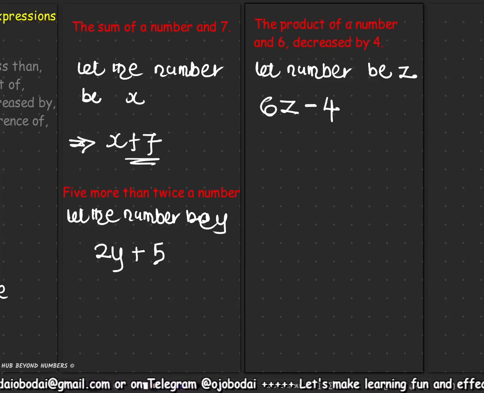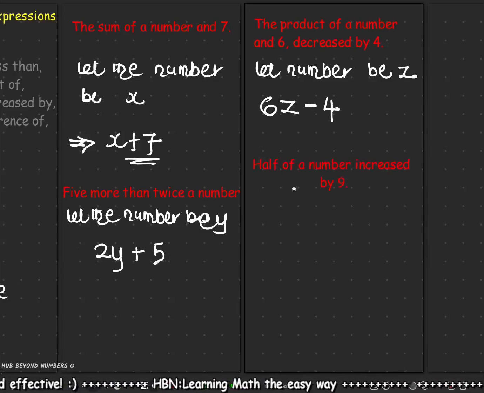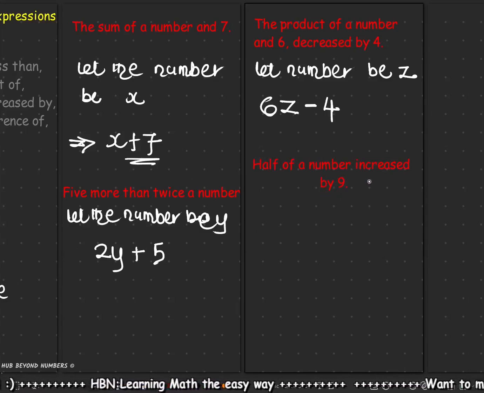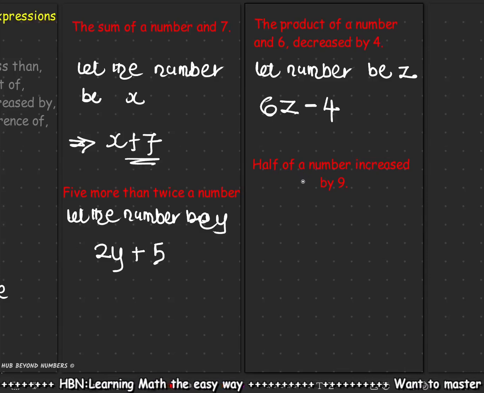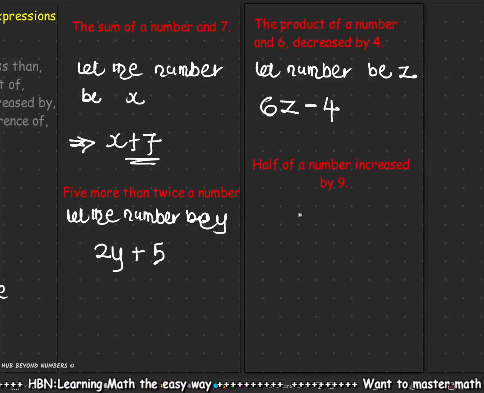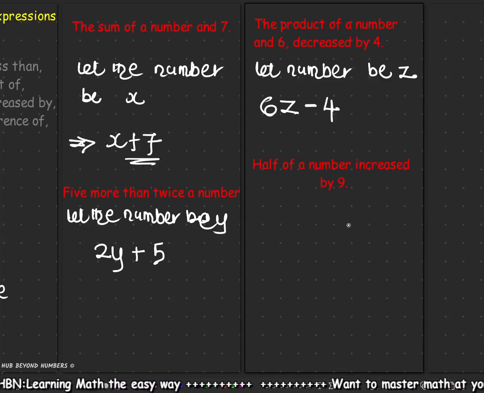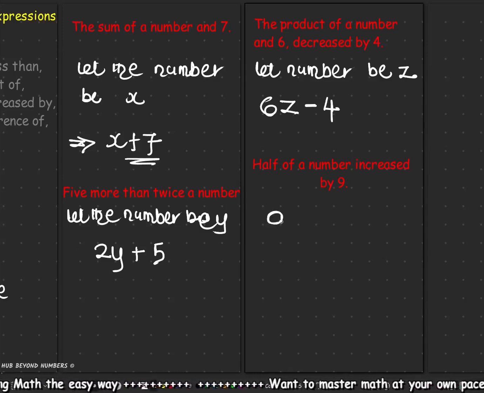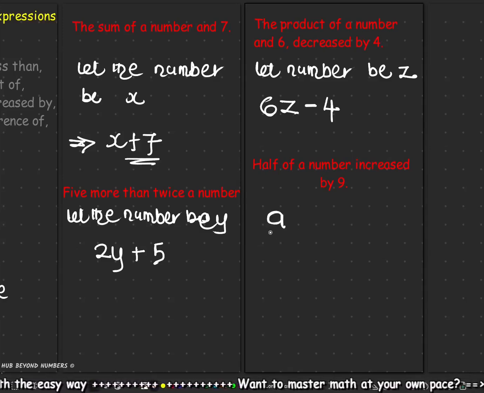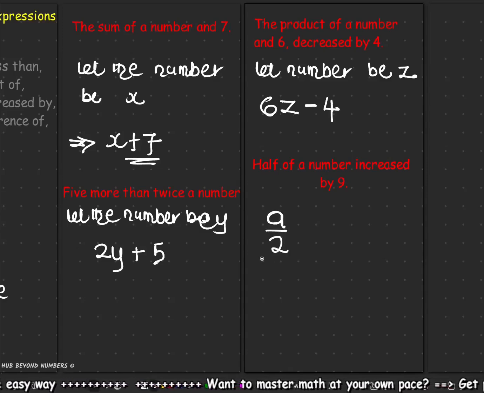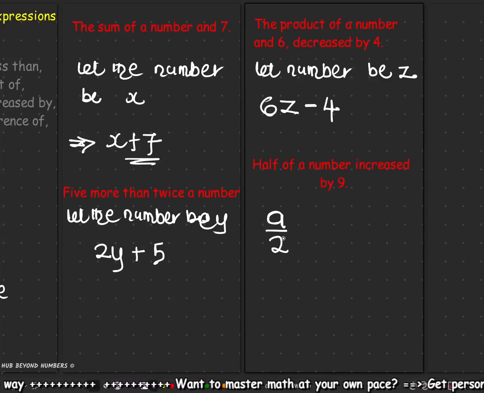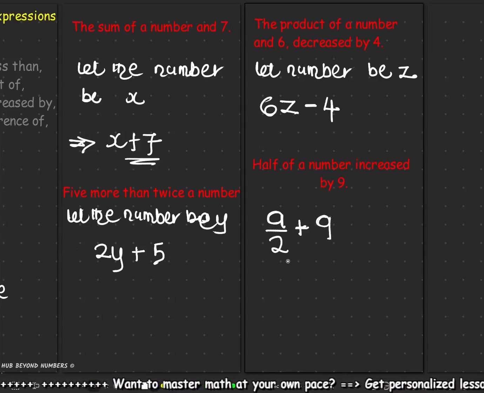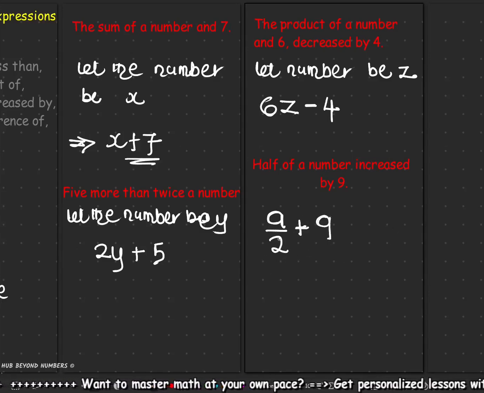Let's look at some few examples again. This says half of a number increased by 9. So we let our number be any variable at all. This time I'm not going to write the let the number be. So half of a number, this is our number we have here. Half of it simply means we are dividing it by 2. Now this is half of the number. Let's now increase it by 9. Increase means addition. And this becomes our expression.